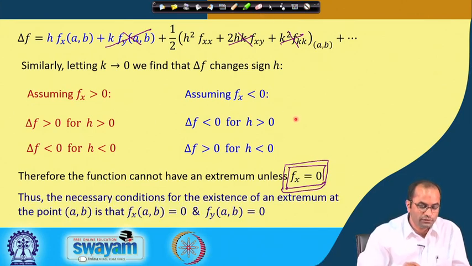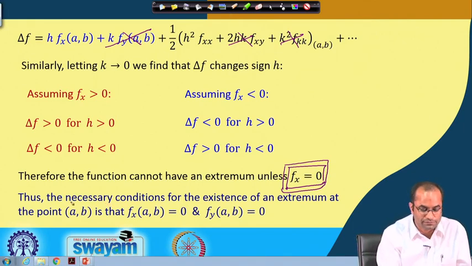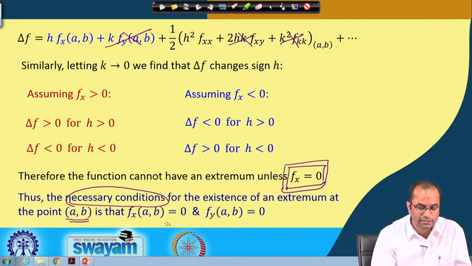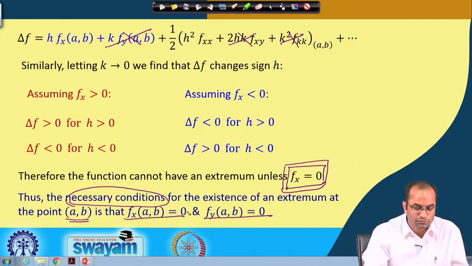So, we can conclude the necessary conditions for the existence of an extremum at this point (a, b): f_x should be 0 and also f_y should be 0. These two derivatives must be 0. This is what we have observed. If these are not 0, delta f was changing sign, and then that point cannot be a point of local maximum or local minimum.